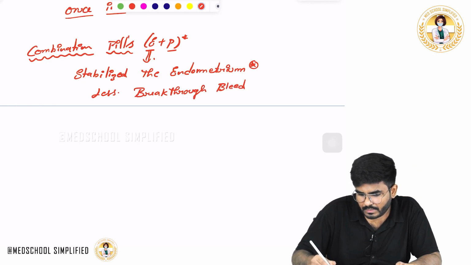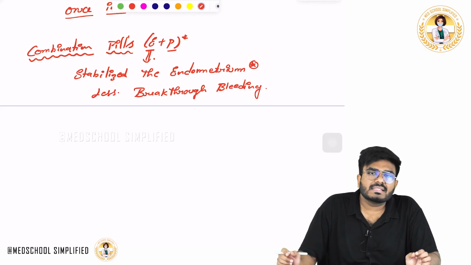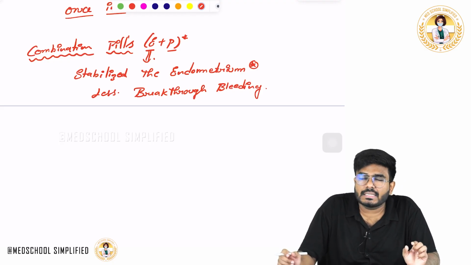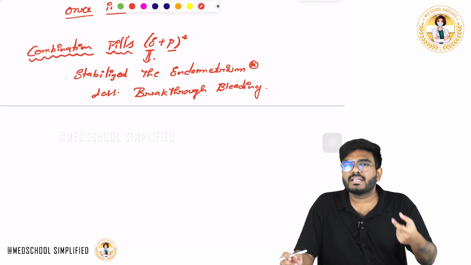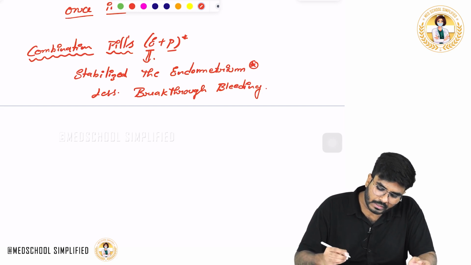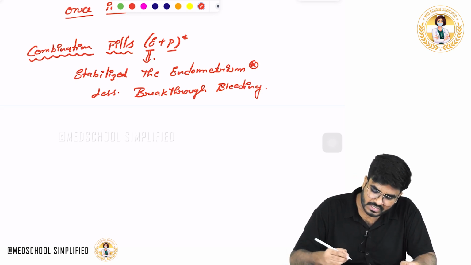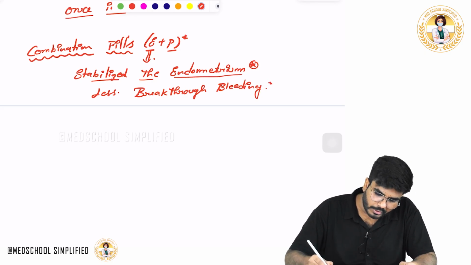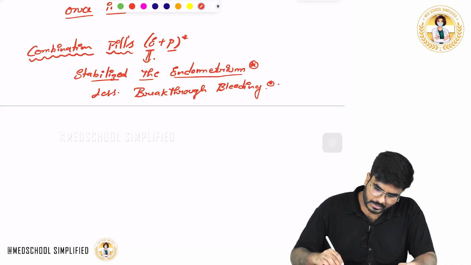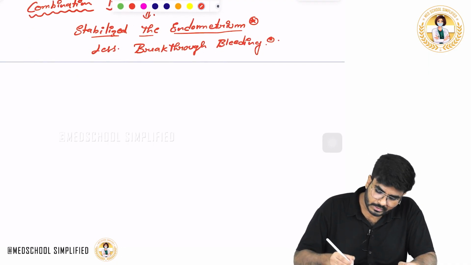If she is taking only progestin pills, only mini pills, there is a chance that the endometrium becomes thinner, and she can have breakthrough bleeding. Now, in combination pills, she is taking both estrogen as well as progesterone. These estrogens will stabilize the endometrium, so less breakthrough bleeding is going to be there. When compared to one, two is going to be better.